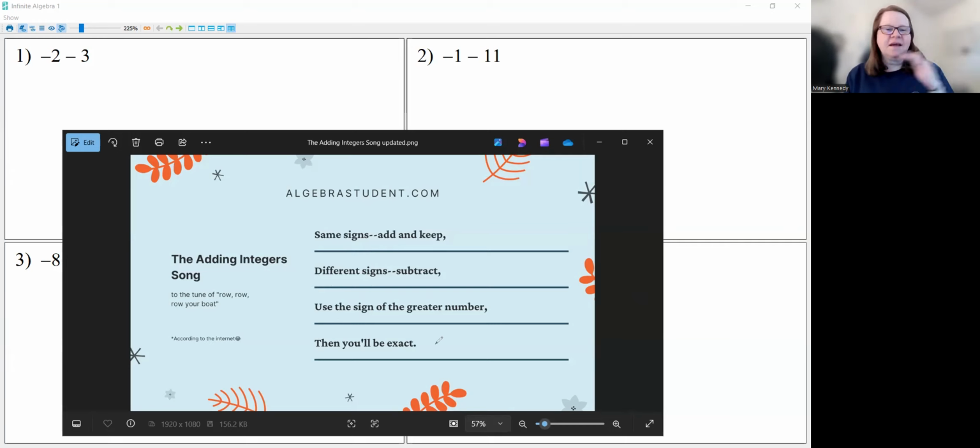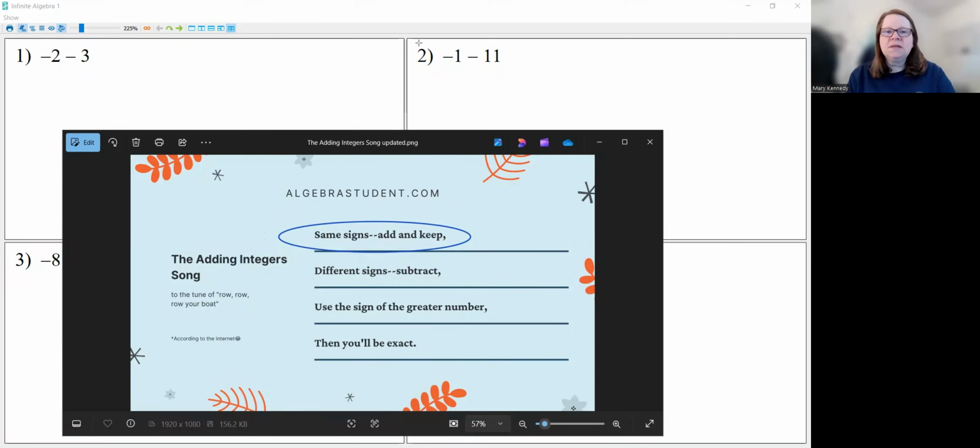I just think that's hilarious and silly, and your brain remembers things like that so much easier than just boring, like, here's the rule, this is what you do every single time. But at the same time, it teaches you the rule, right? So if we have the same signs happening, then we add the numbers and we keep the sign. If we have different signs, we subtract them.